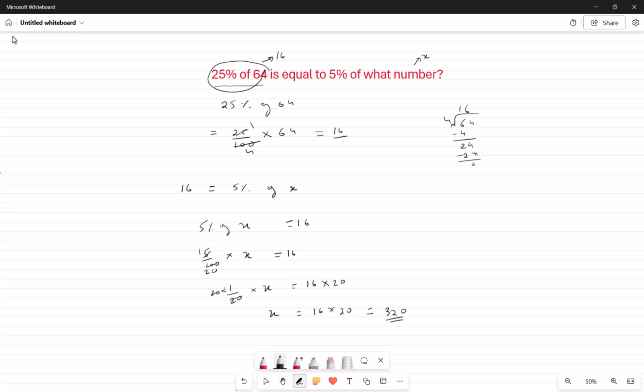And here's your answer. So we are saying 16 is equal to 5% of what number? It is equal to 5% of 320, which means 5% of 320 is equal to 16.